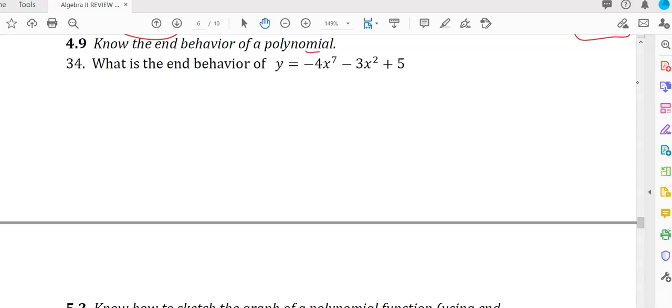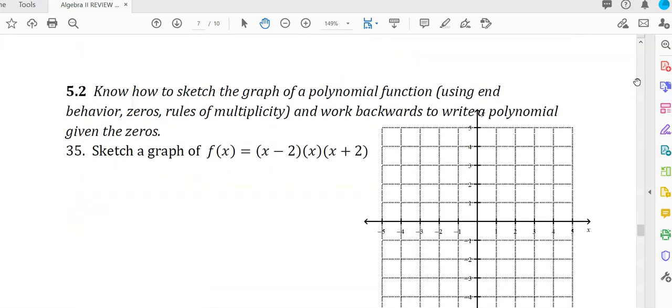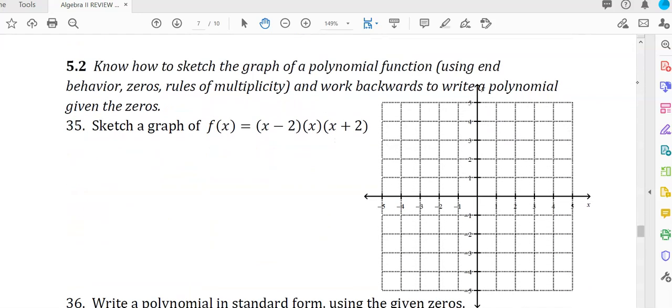And behavior, first term is the biggest here, so this is going to be negative and odd. That's like a lefty John Travolta, that's up, down. Now sketch a graph, so we have our solutions of 2, negative 2, and 0. That's also going to be the y-intercept. The end behavior is going to be x to the third power. So that's down, up. So down over here, but on the right is going to be up. All these are odd, so they're going to go through. Not sure how low they go.